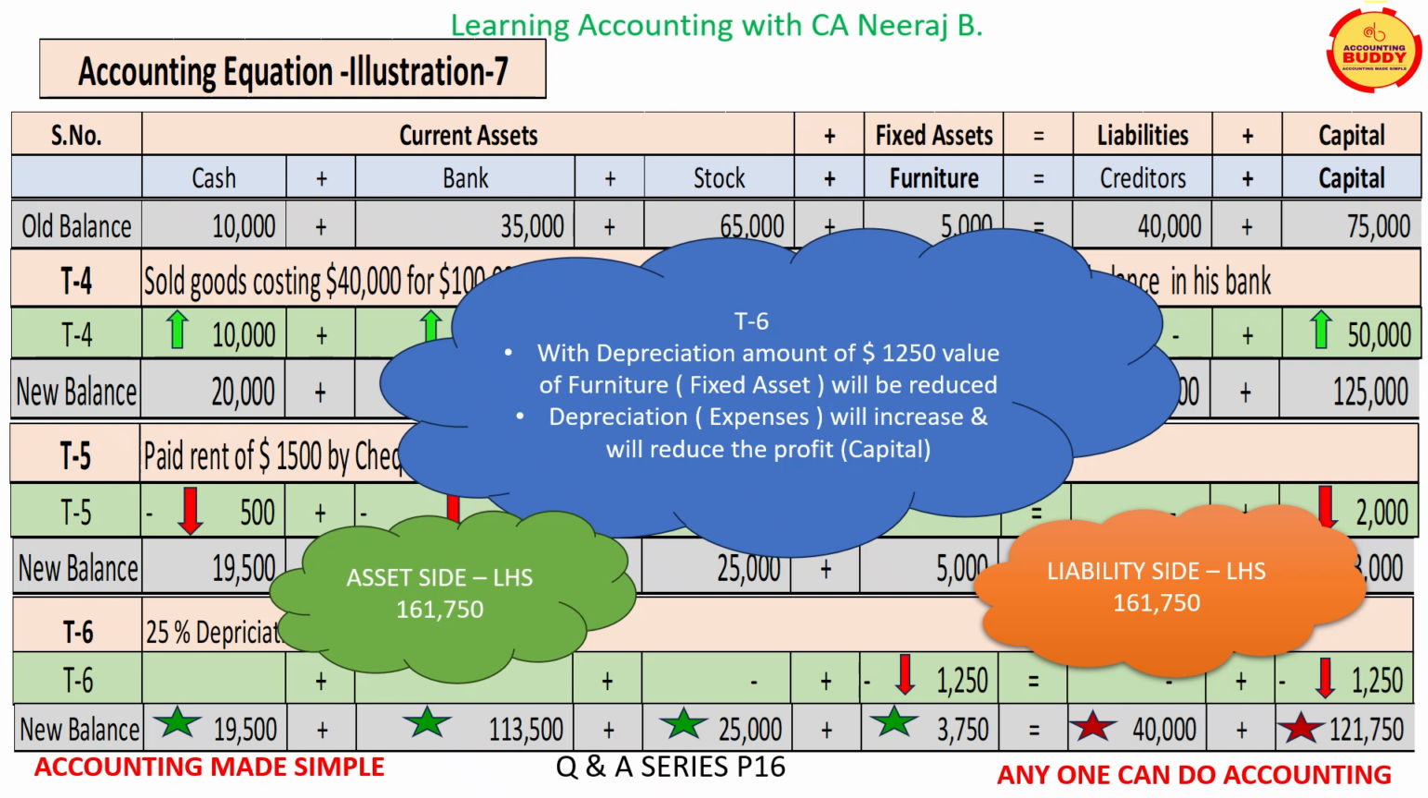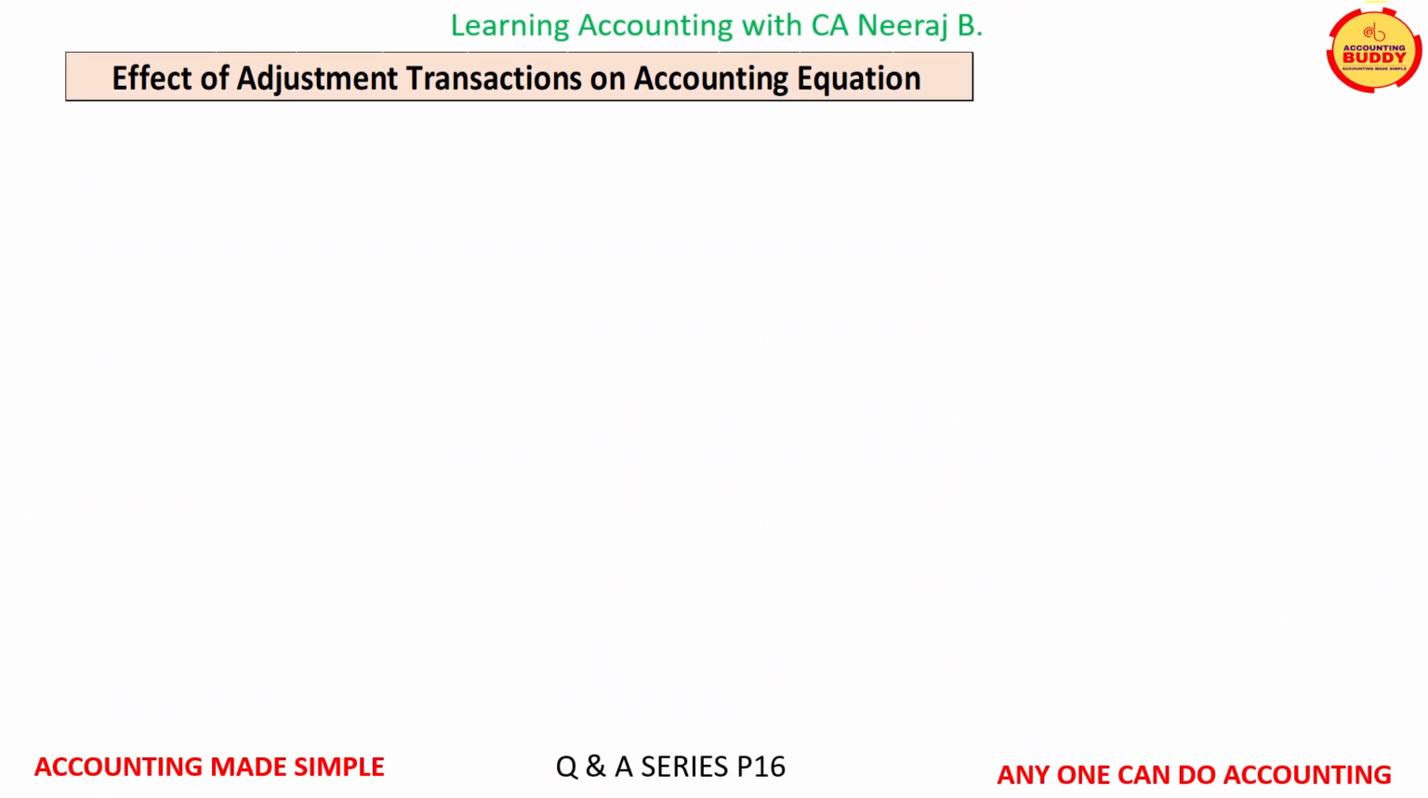And on the right hand side, we have liabilities of $40,000 plus the capital of $121,750, again making a total of $161,750. Let us now learn the effect of adjustment transactions on the accounting equation. First, let us talk about outstanding expenses.